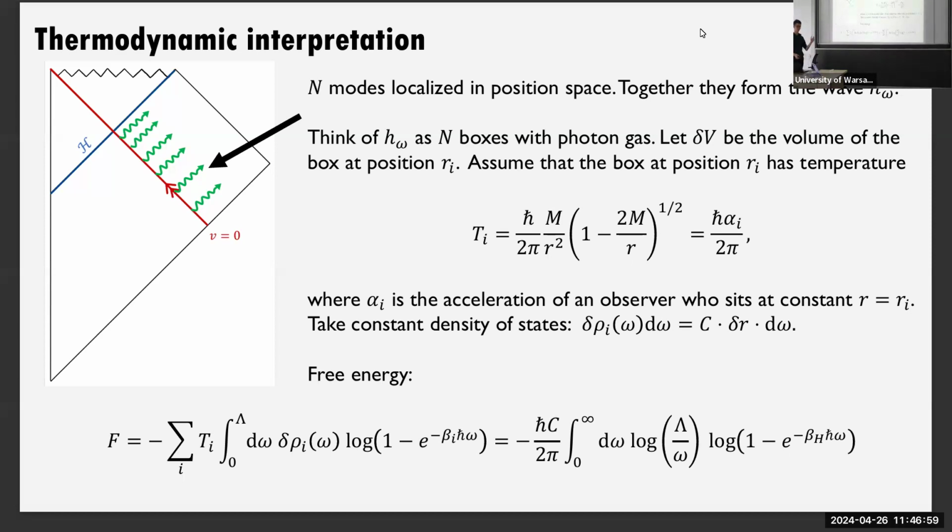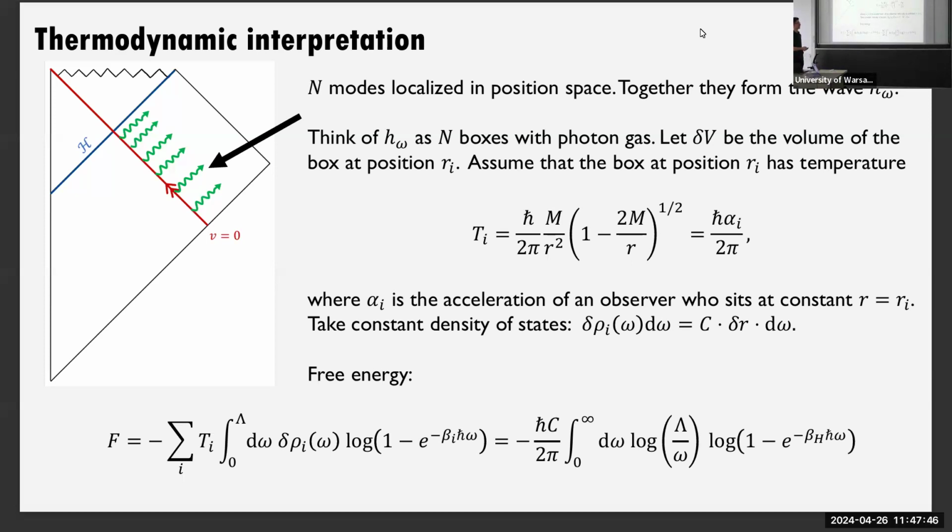a world line of constant r, theta, phi, so it travels only in t in Schwarzschild coordinates, and such observers have some acceleration. I mean, they don't move along geodesics, so they have some acceleration, and the Unruh temperature corresponding to such an observer at each r is given by this formula. So maybe I can say that boxes with photon gas at this temperature are placed here, and this is my Hawking radiation.